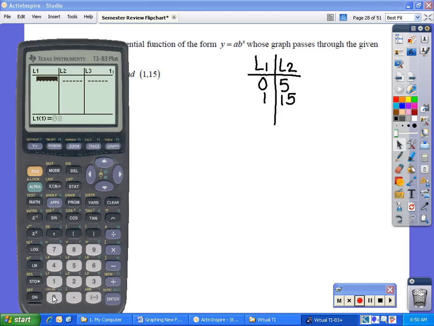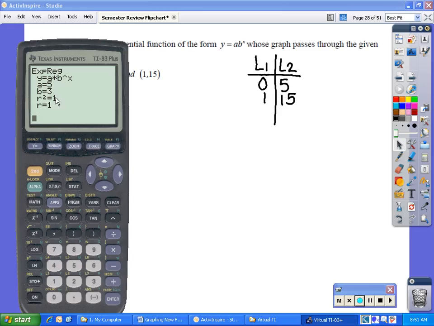So I'm going to put 0 and 1 in my L1 and 5 and 15 in my L2. So that represents both of the points. Next thing I'm going to do is go to Stat, go to the right using my right button to Calc, and then you're going to go down until you see ExpReg. That means exponential regression, and that will give us the equation. So press Enter, and once this shows up, press Enter again, and it gives you all of the values.